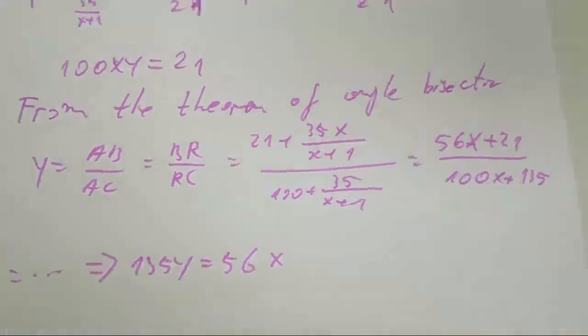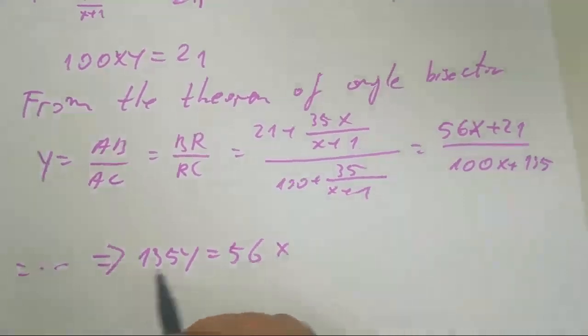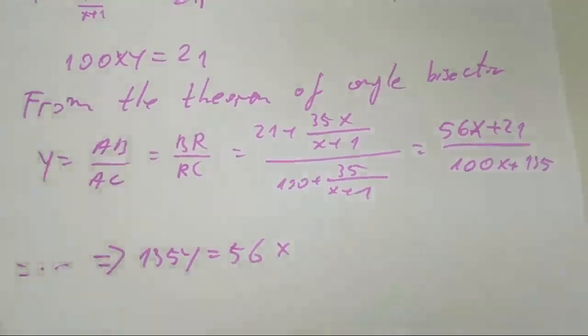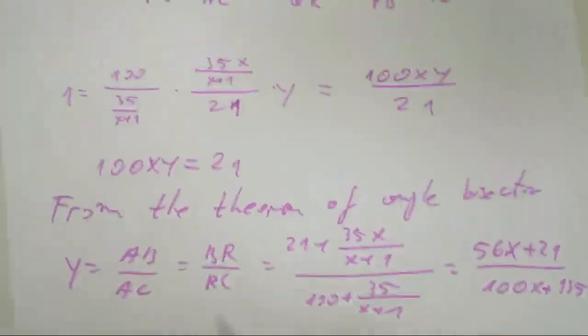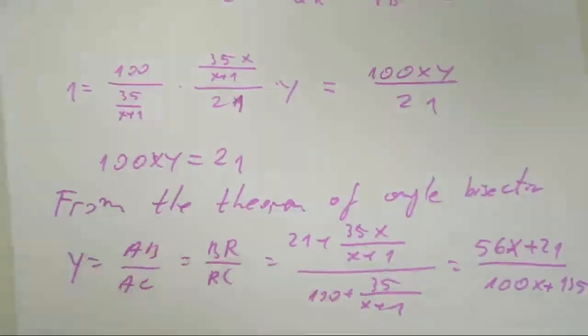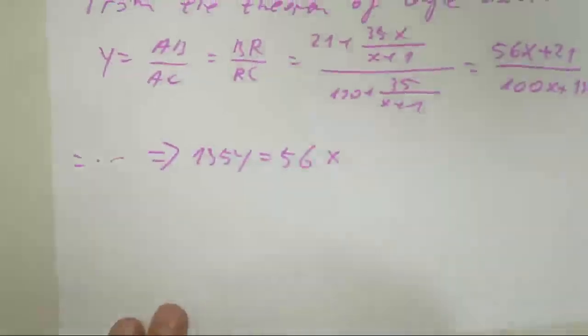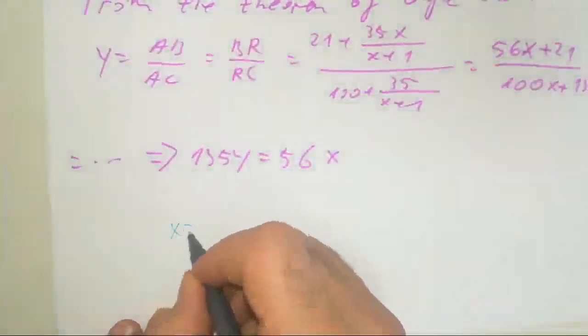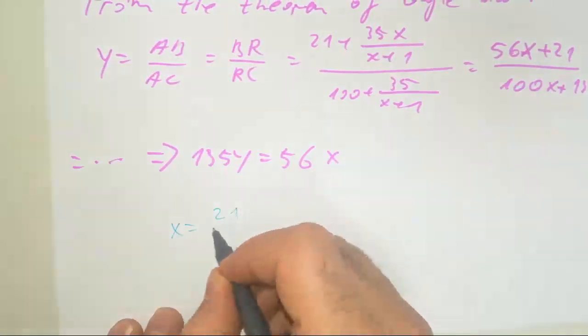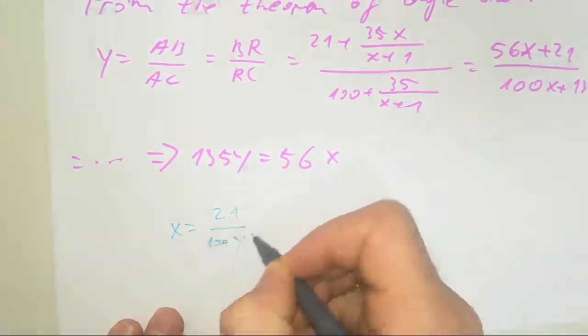All right, let's do the last substitution. So here we have 135y equals 56x, and here we have 100x times y, it's 21. So x is equal to 21 over 100y.